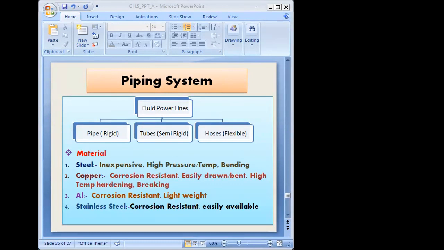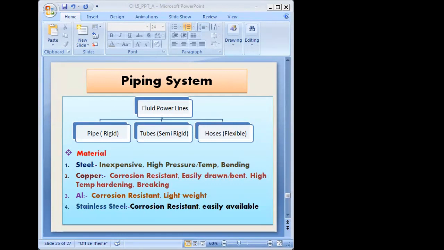Now, the material. Which type of material should we use for the pipes and the tubes? I'm talking about pipes and tubes, that means the rigid fluid power line and semi-rigid. There are different metals used for these tubes and pipes.